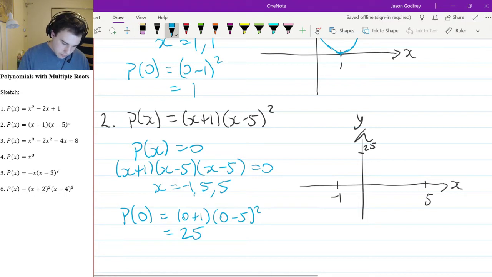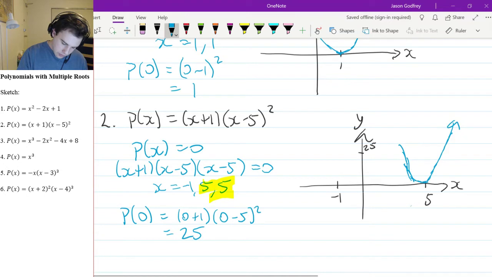Because if we expanded this out, we have x times x times x, so positive x cubed. We're going to start up the top right. Now 5, because it's a double root, right? When we get to 5, we're not going to cut down through the axis and come back up. We're going to come and then just bounce off the axis.